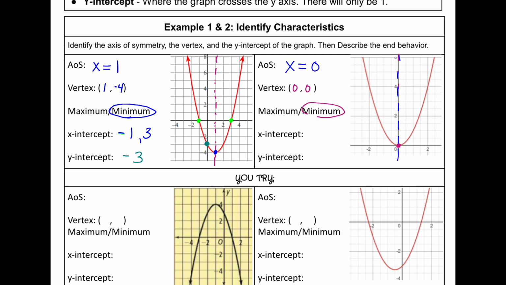That's that lowest point. And then again, that x-intercept, remember we can have none, we can have 1, or we can have 2. In this case, we do have 1. It intersects the x-axis at 0. So this one only has 1 x-intercept. And then our y-intercept, where does it cut through the y-axis? It also cuts through the y-axis at 0. So our x and y intercepts are the same on this one. So go ahead and try the U-try, and then come back and check to see if you are correct.